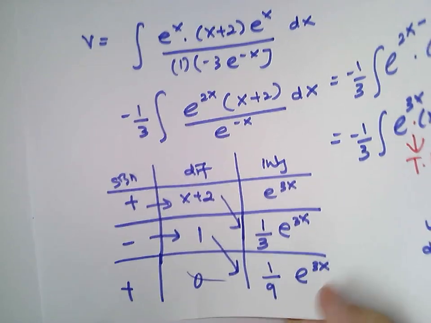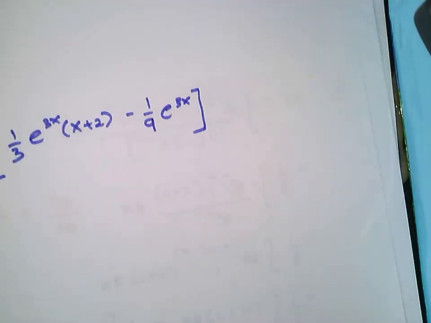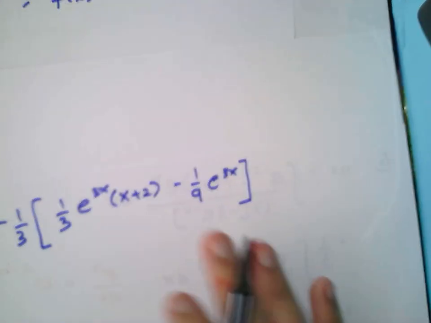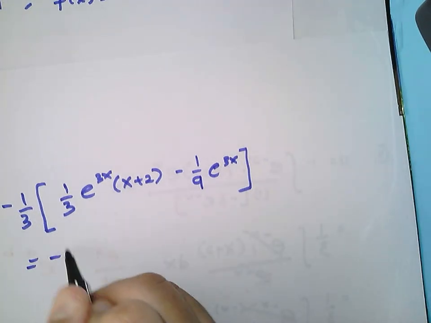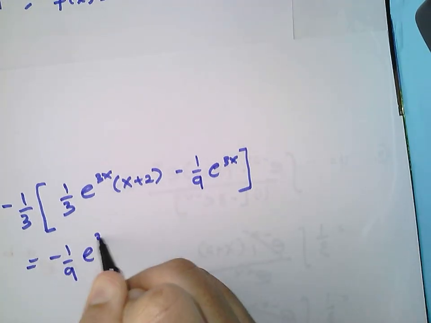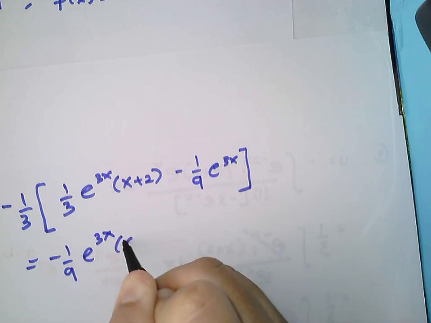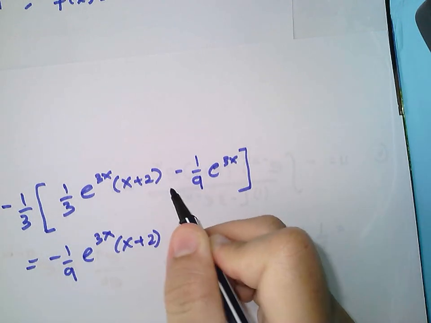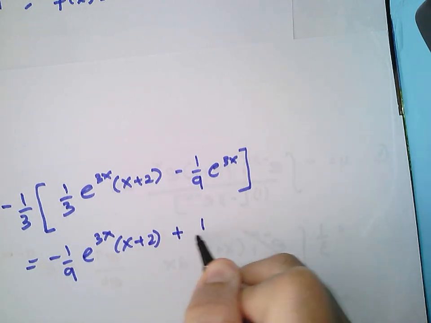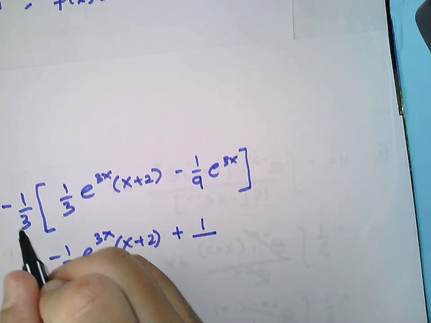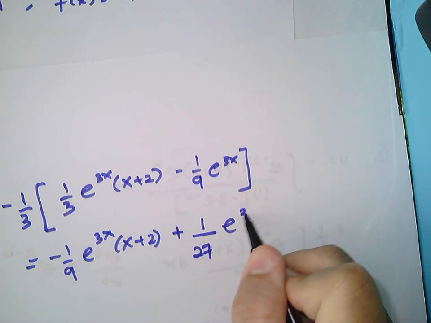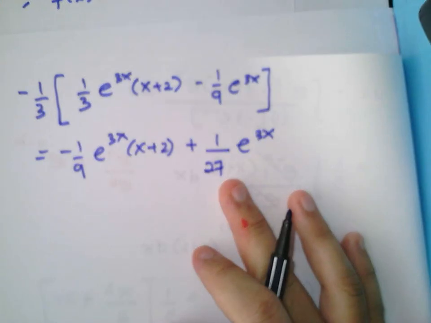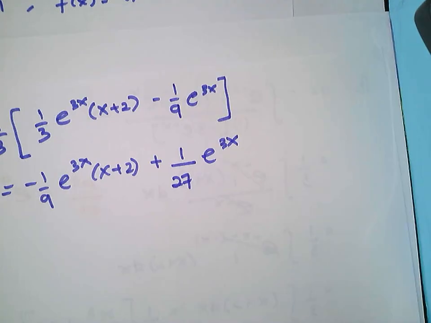Okay, so expanding and simplifying this will give you negative 1 over 9 exponent 3x, x plus 2. So negative negative positive, 1 over 9 times 3 will give you 27 exponent 3x. So this is your v.